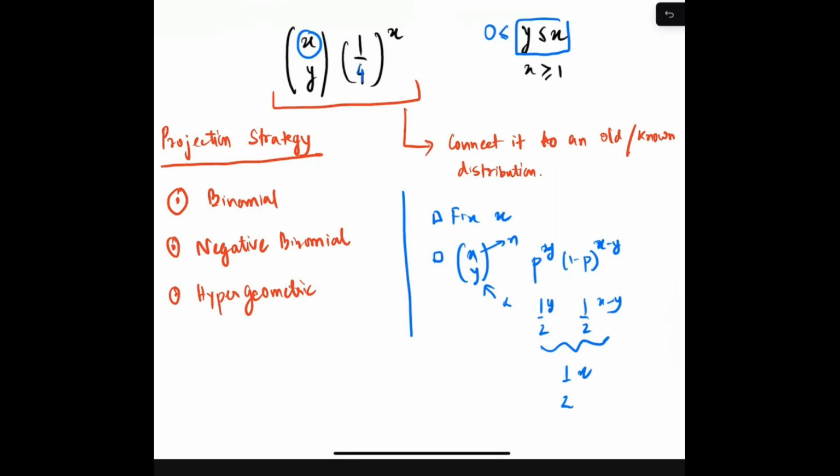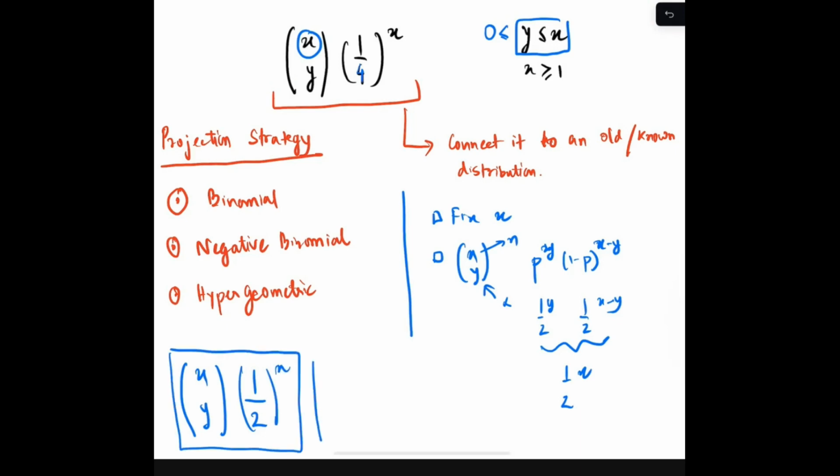But here it is (1 by 4) whole to the power x, right? So what if we just focus on just 1 by 2 and keep the rest into (1 by 2) whole to the power x. So you divided it into two halves, (1 by 2) whole to the power x and (1 by 2) whole to the power x. Remember that x was fixed.